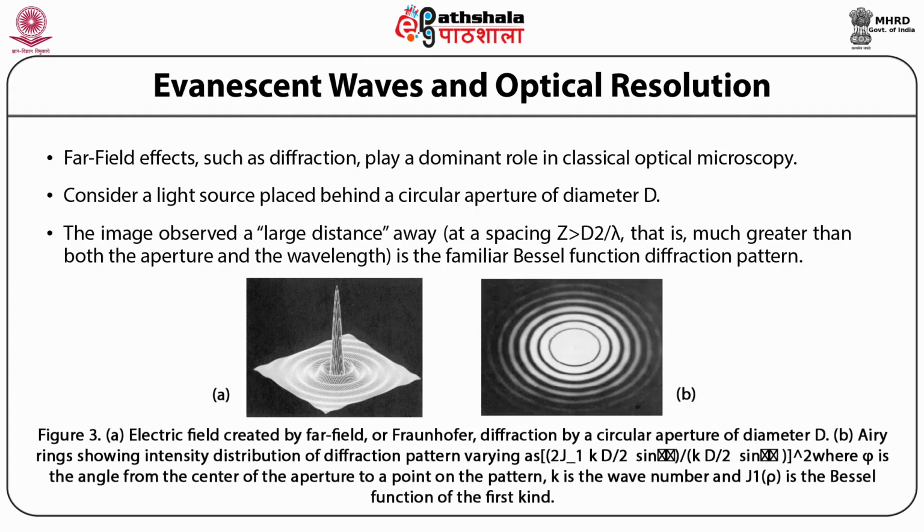As shown in figure 3, figure 3a shows the electric field created by far field or Fraunhofer diffraction by a circular aperture of diameter d, whereas figure 3b shows the Airy rings, which depict the intensity distribution of the diffraction pattern varying as [2 J1(k d/2 sin φ) / (k d/2 sin φ)]², where φ is the angle from the center of the aperture to a point on the pattern, k is the wave number, and J1 of ρ is the Bessel function of the first kind.